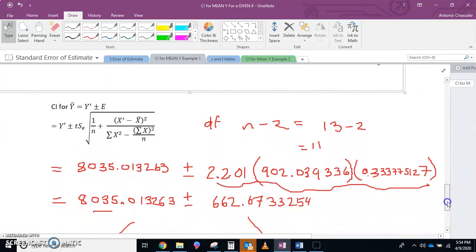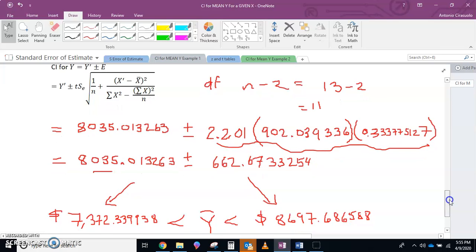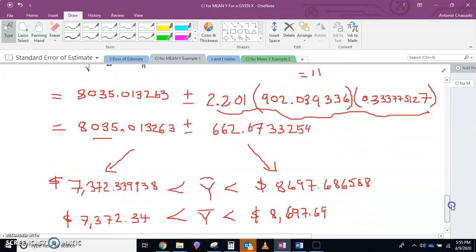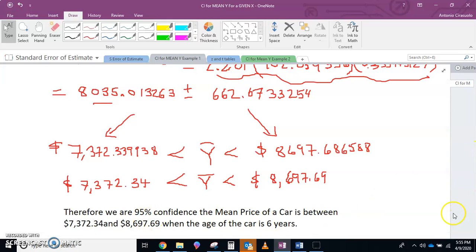Cranking this out, the total error is going to be $662.67 and change. Ultimately, we get this. We add and subtract that. And ultimately, we could say we are 95% confident the average price, the mean price of all cars that are 6 years of age, is somewhere between here and here. Now, we're talking all vehicles, right? So there's a fairly large spread between these two numbers, about $1,300, give or take, right?